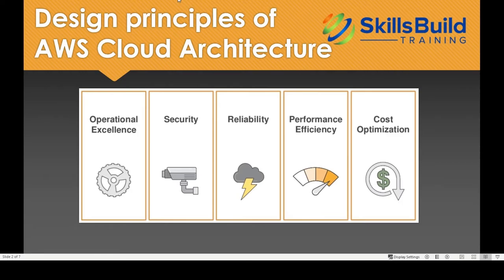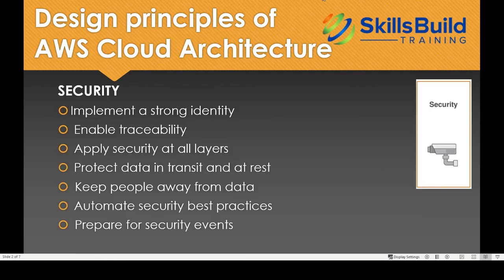The AWS Well-Architected Framework is based on 5 pillars, and that's security, reliability, performance efficiency, cost optimization, and operational excellence, and we will explain them all. First, we will start with security.